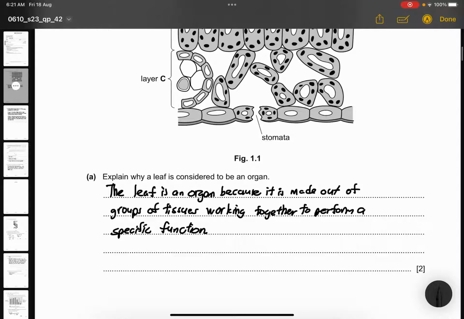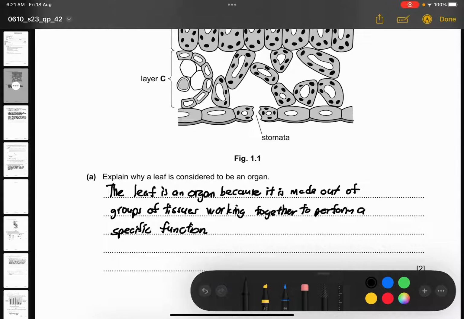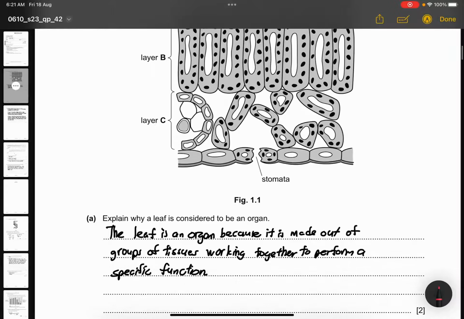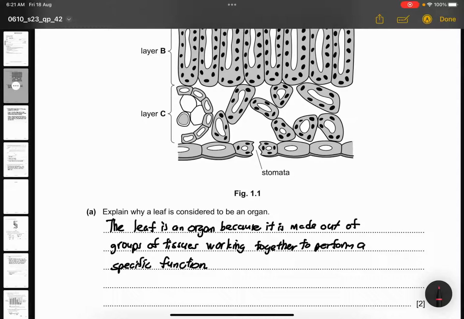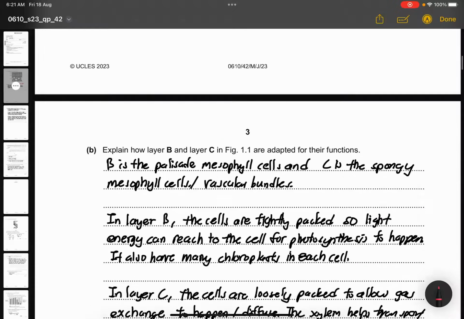For part A, explain why a leaf is considered to be an organ. So they're asking you why this is an organ. Because it is made out of groups of tissues which are working together to perform a specific function. So this is how you get your 2 marks. This is basically the definition of an organ.